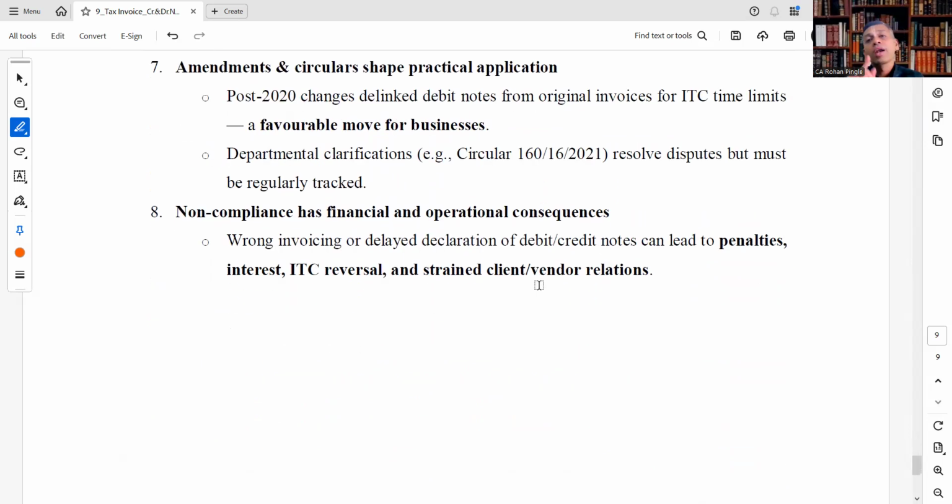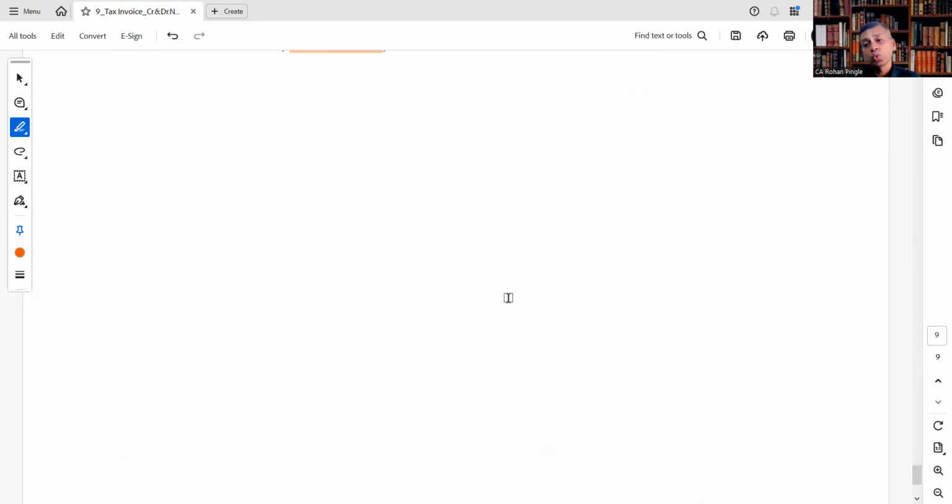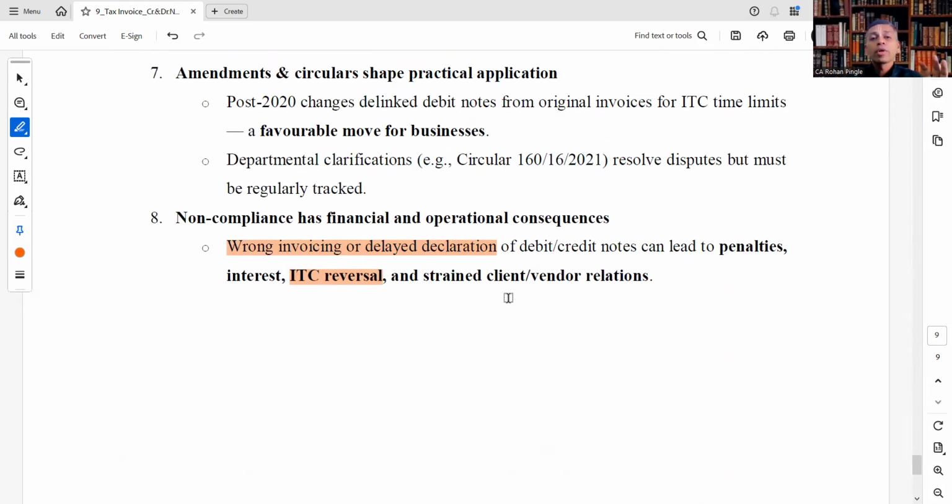Non-compliance has financial and operational consequences. In case of non-compliance with anything about the tax invoice, debit note or credit note, or any related mandatory requirement, there are financial and operational consequences. Wrong invoicing or delayed declaration of debit or credit notes can lead to penalties, interest, ITC reversal, a major part, and strained client or vendor relations too. So that is very much important. So we need to comply and enjoy the GST provisions.